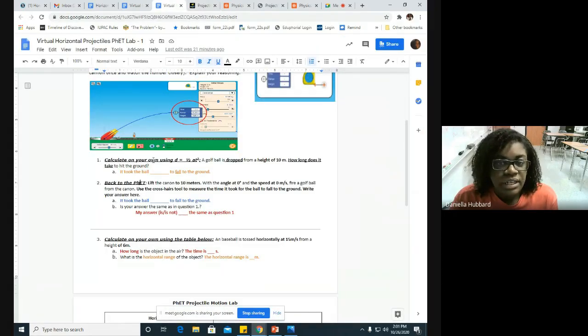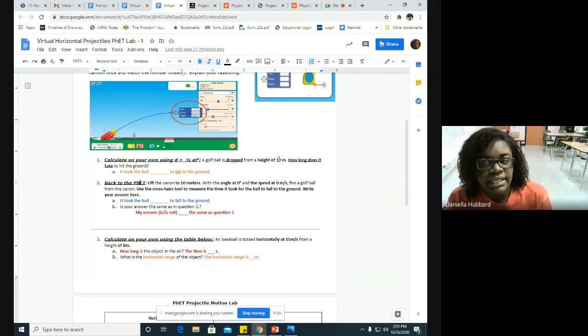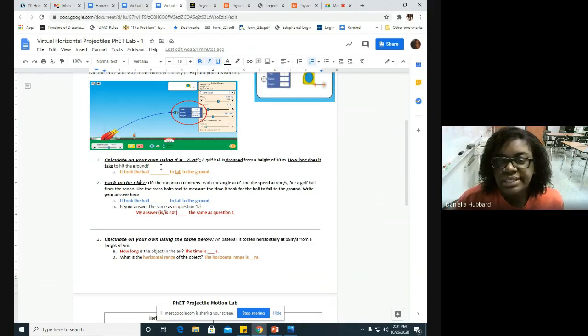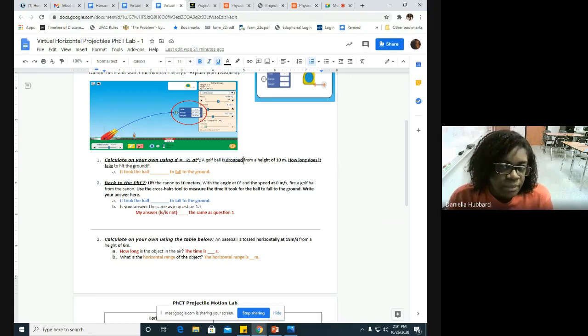So first thing you're going to calculate, hey, this golf ball is dropped from a height of 10 meters. How long does it take to hit the ground? Well, if you see anything with the word drop or something is falling, that's free fall. And the one word you want to think about when you see free fall is gravity. Okay. So I gave you the equation, which is y equals 1/2 a t squared.